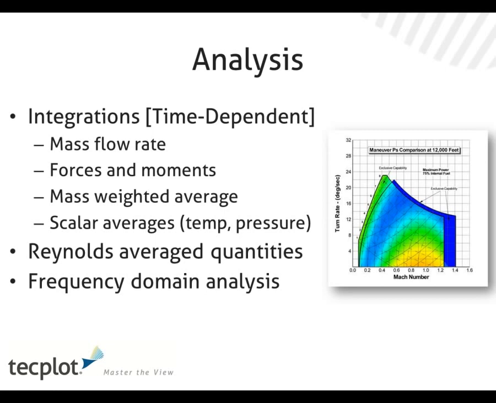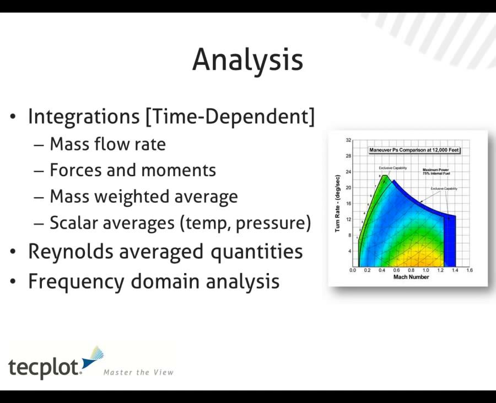The mass flow rate is especially important in internal flows. You're going to be looking at how that varies through time. Forces and moments, of course, are critical in aerodynamics. Mass-weighted averaging is something you do a lot in turbo machinery, where you're actually looking at mixed out quantities, and just averaging over time is, of course, another way of looking at your results.